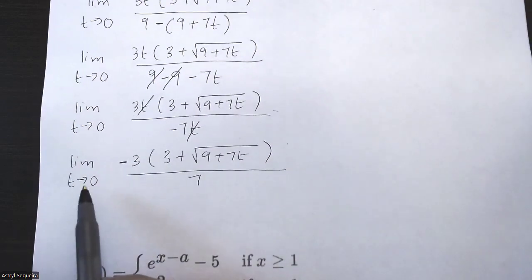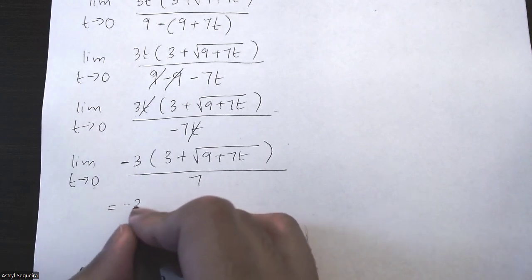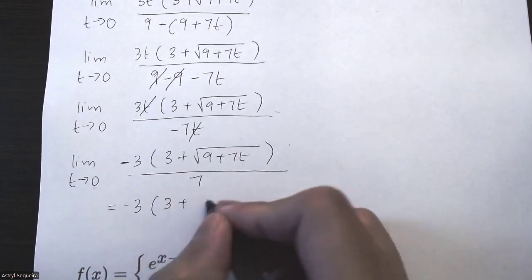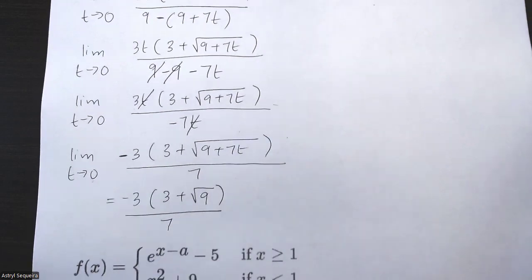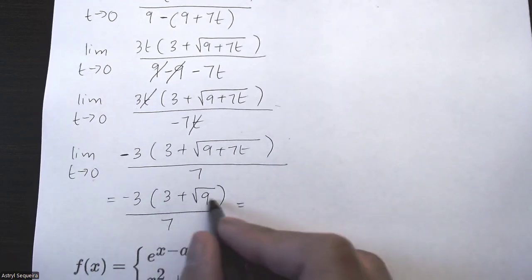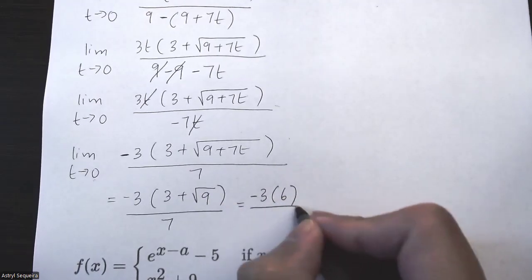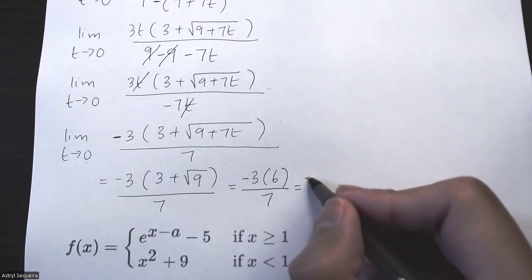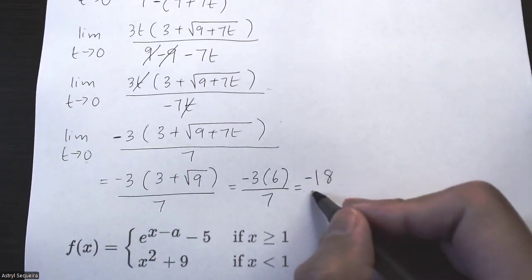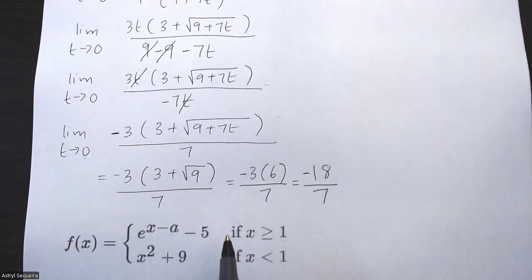And now I can sub in my limit of 0 into this question. So if I do that, I'll just have negative 3 times 3 plus root 9 divided by 7. And I can simplify this. I know root 9 is just 3, and 3 plus 3 is 6. So my final answer in this question is just negative 18 divided by 7.